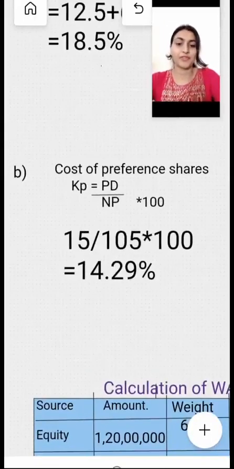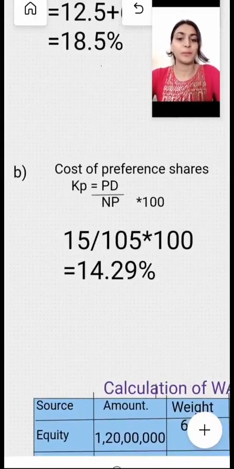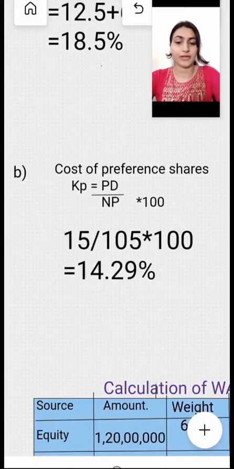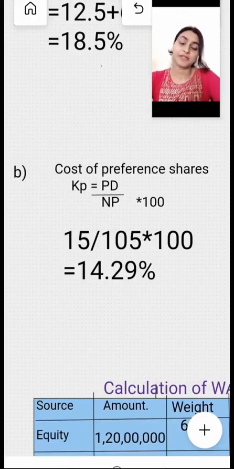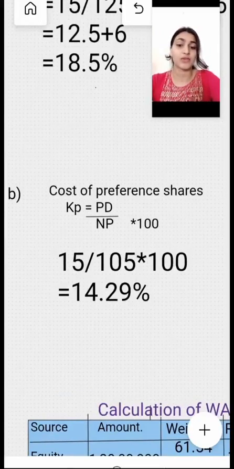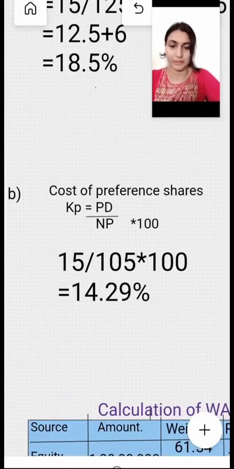Next, cost of preference shares. KP is equal to PD upon net proceeds into 100. Preference dividend, they've already given 15% preference shares in the question. So 15% into face value 100, we get 15 as preference dividend. Net proceeds, they've already given in the question. It would realize 105. 15 divided by 105 into 100, we get preference dividend cost 14.29%. Means the minimum return the company must give to preference shares is 14.29%.